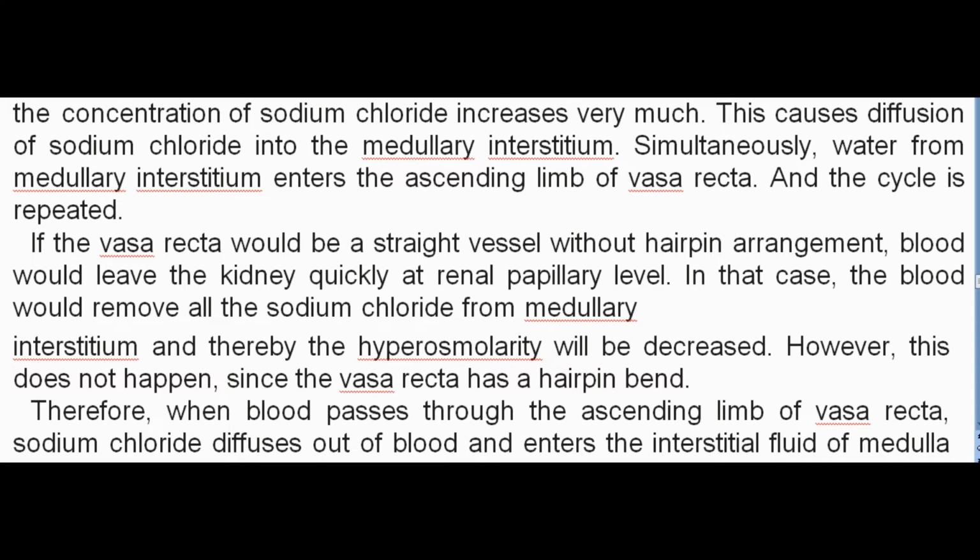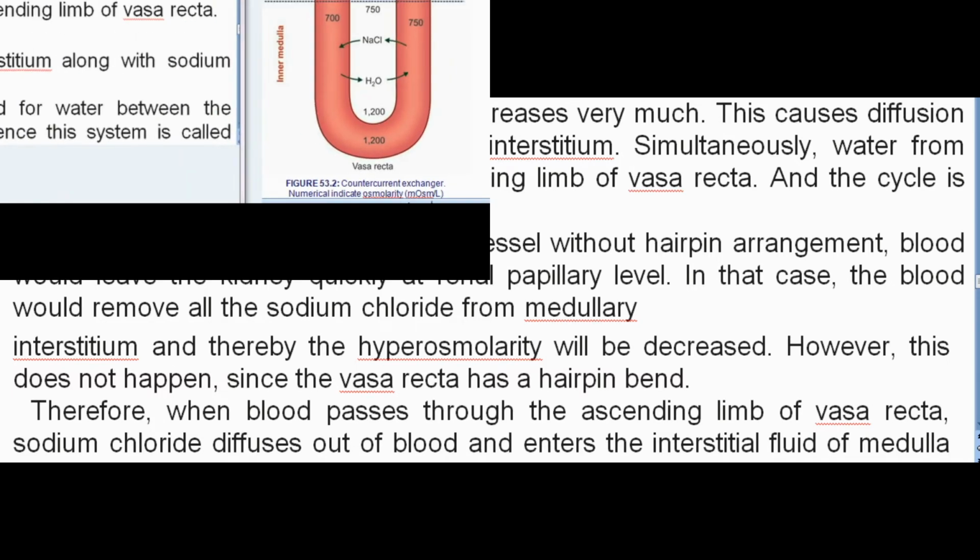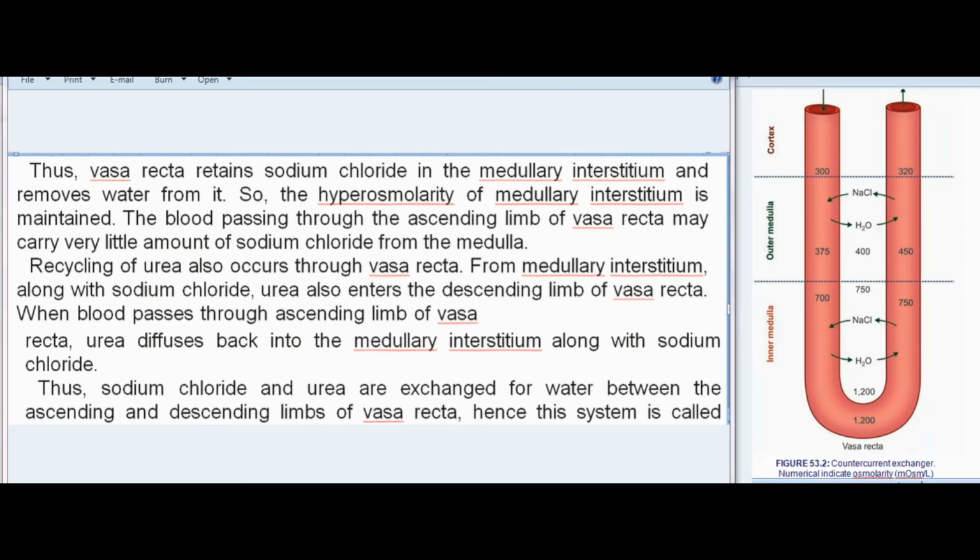Therefore, when blood passes through the ascending limb of vasa recta, sodium chloride diffuses out of blood and enters the interstitial fluid of medulla, and water diffuses into the blood. Thus, vasa recta retains sodium chloride in the medullary interstitium and removes water from it. So, the hyperosmolarity of medullary interstitium is maintained. The blood passing through the ascending limb of vasa recta may carry very little amount of sodium chloride from the medulla.